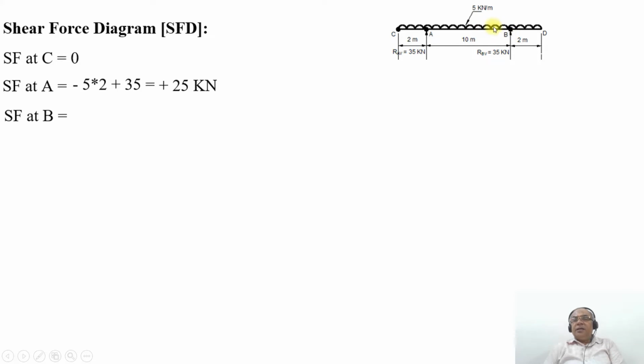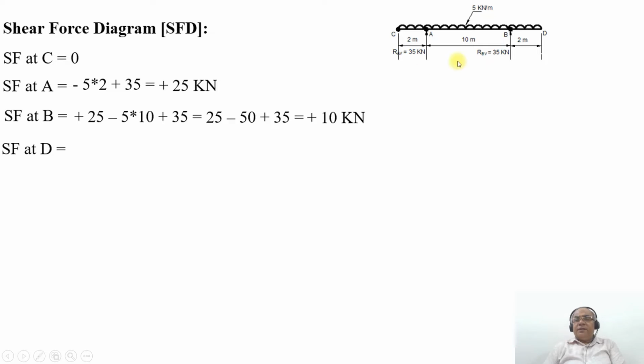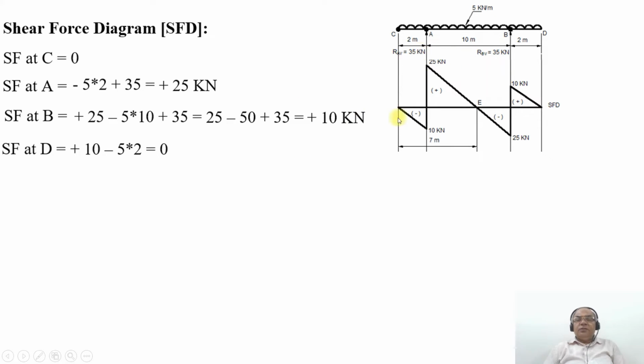Then SF at B, the same principle is applied. As the UDL approaches the point B without considering the point load, it will be plus 25 minus 5 into 10, which is 50 minus 50 plus 25, equal to minus 25 kilonewton. Since you have the point load at the point B, add plus 35, so it becomes 25 minus 50 plus 35, equal to plus 10 kilonewton. Then SF at the point D will be equal to plus 10 minus 5 into 2, which is equal to 0.